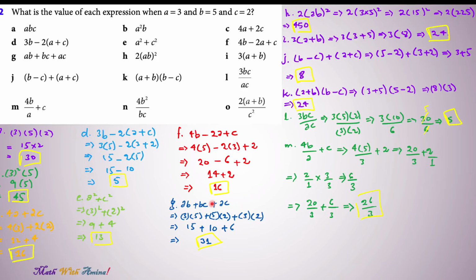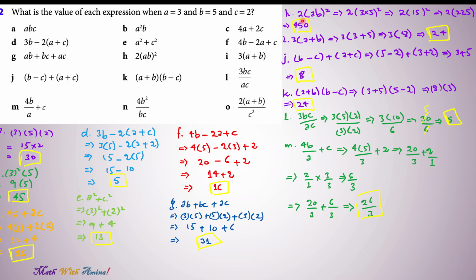Then plus, as it is in the expression, plugging in the values of a and c, which are 3 and 2, with multiplication between the two. 3 multiplied by 2 is equal to 6. So after the values are plugged in and the multiplication has taken place, we get 15 plus 10 plus 6. 15 plus 10 is equal to 25. 25 plus 6 is equal to 31. So 31 is the value of this expression when a is equal to 3, b is equal to 5, and c is equal to 2.